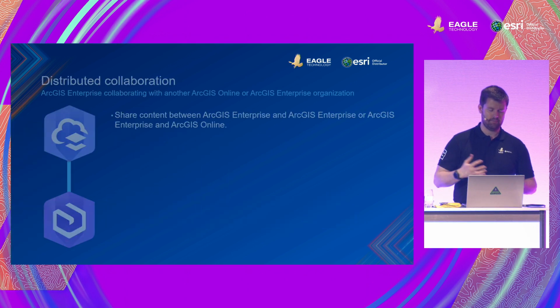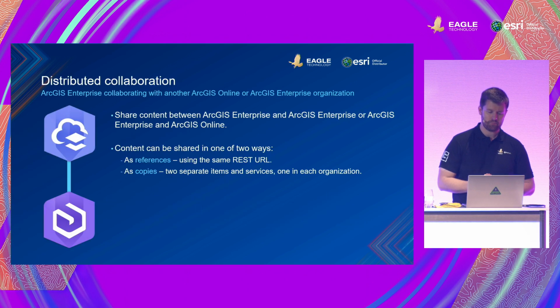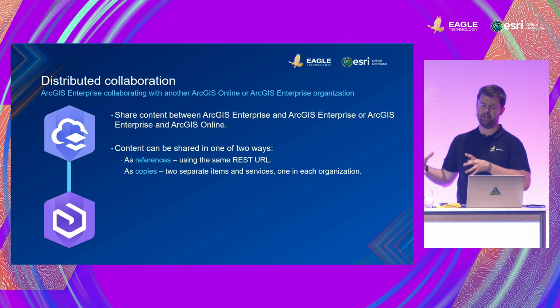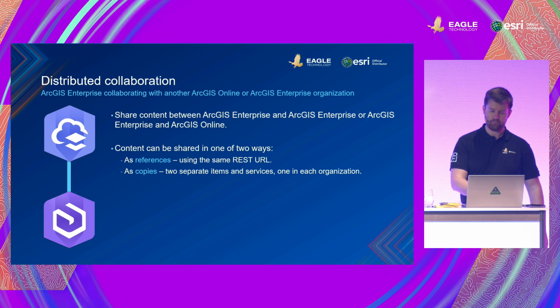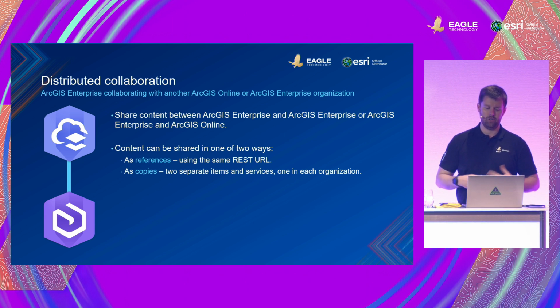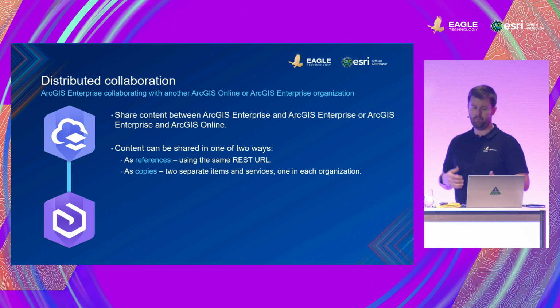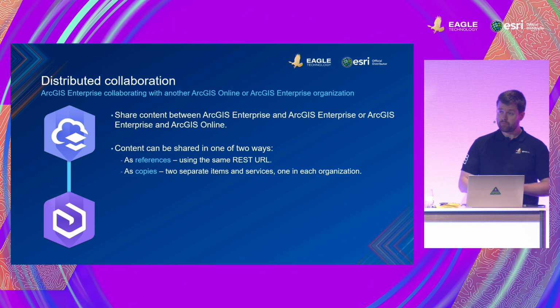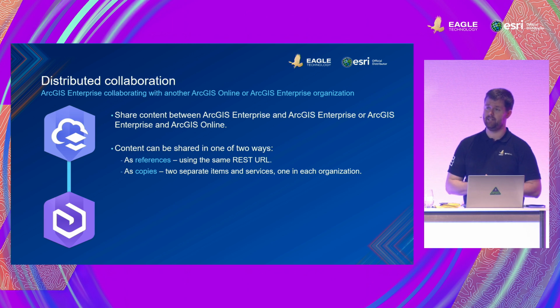So some key points on distributed collaboration. It is that way to share between ArcGIS Enterprise and other enterprises, or enterprise to online. And content can be shared in two ways, whether it's a reference or a copy. So a reference using that same REST URL that then is being referenced inside maps and applications, or if you're needing it as part of your workflow, as copies.